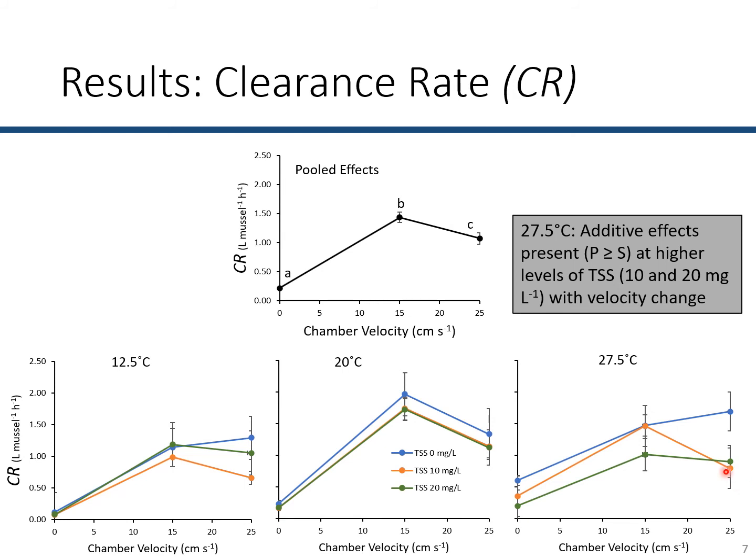So last time we'll go through it, but essentially from 0 to 15 centimeters per second in our pooled effects, this change ended up being higher than any of this change, the orange line at 10 milligrams per liter, and this change, the green line at 20 milligrams per liter. And this also was the case from 15 to 25 centimeters per second, where this change was greater than the individual change at 10 and the individual change at 20 milligrams per liter, not happening, however, at 0 milligrams per liter TSS. So that just about concludes clearance rates.